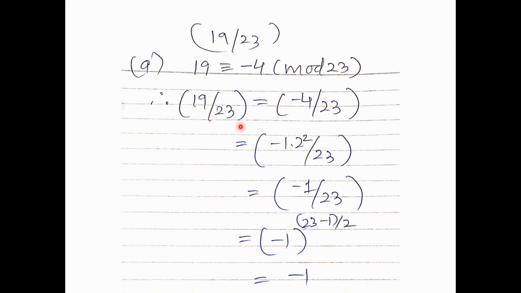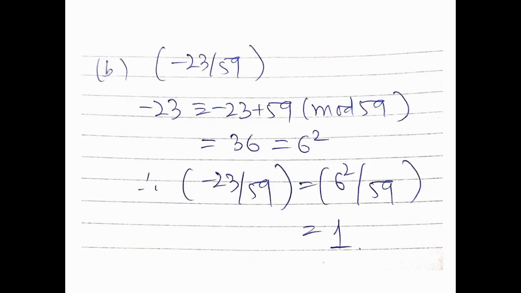So 19 upon 23 is equal to minus 4 upon 23. And minus 4 can be written as 1 into 2 square. And we have seen that a square upon p is equal to 1. So this will be equal to minus 1 upon 23. And minus 1 upon 23 is equal to minus 1 to the power p minus 1 upon 2. So this is 22 upon 2, which is 11. So this is equal to minus 1.